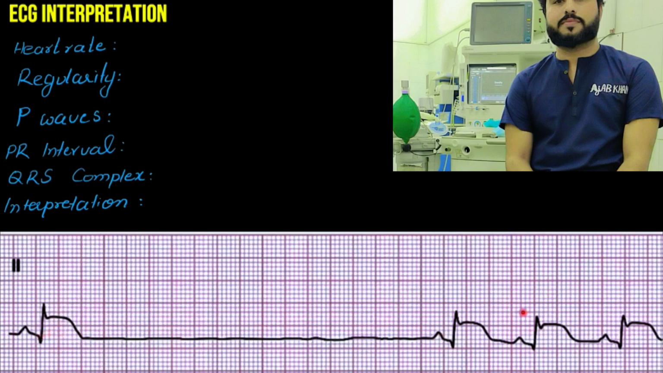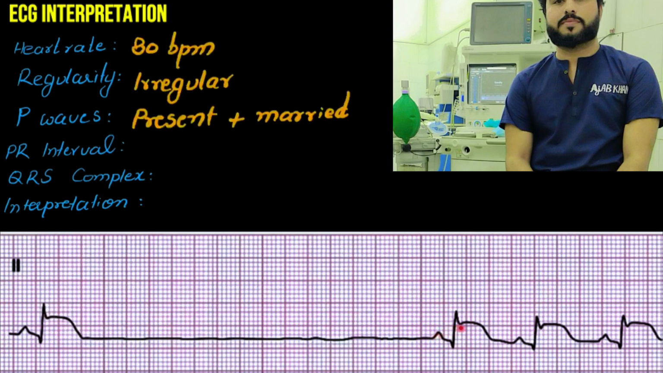Now let's calculate the heart rate: 300, 150, 100, slightly more than that, so it is 80 beats per minute. And you can also calculate the rate over here and give it a range. It is irregular. The P waves are married to QRS complexes. And if you see, there is actually ST segment elevation over here. The patient is having MI, but ignore this for now because we are going to talk about MI ECGs in detail in a separate video. Right now we are only assessing the rhythm and the blocks.